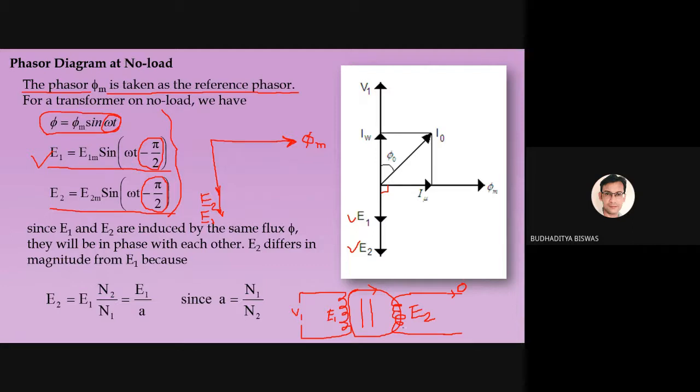We have already plotted E1, E2, and phi in this figure. How to draw V1? What is the relation between E1 and V1?